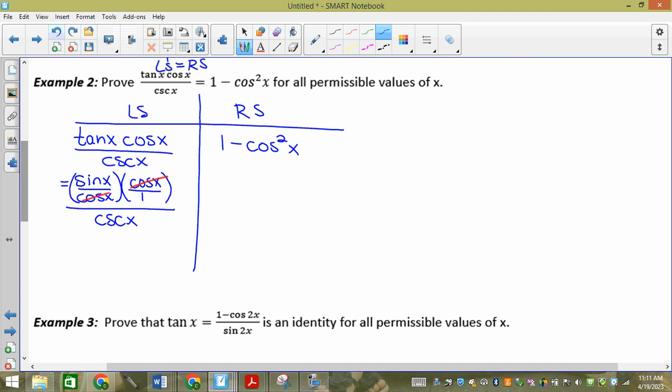Anything else I could do? 1 minus cos squared x is sine squared x off our formula sheet, the Pythagorean theorem identity. Yeah. And then cosecant x can be 1 over sine x. Okay, so we have sine x all over 1 over sine x.